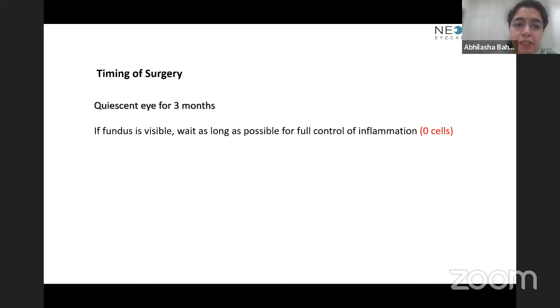Coming to timing of surgery, the eye should ideally be quiet for 3 months. However, if the fundus is visible, if you are able to assess the retina, wait for as long as possible for full control of inflammation. In these patients, cataract surgery should be delayed as much as possible.